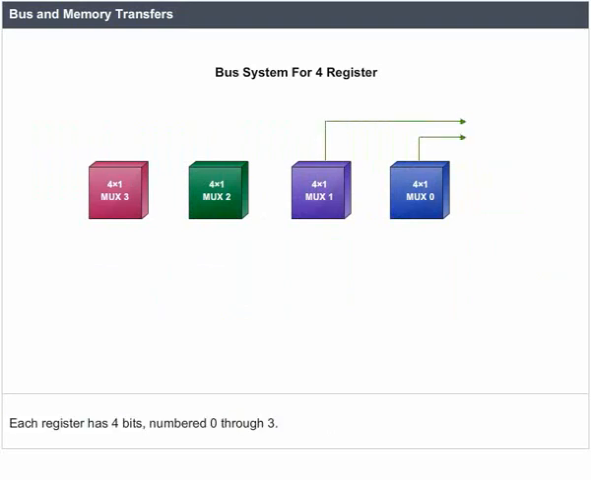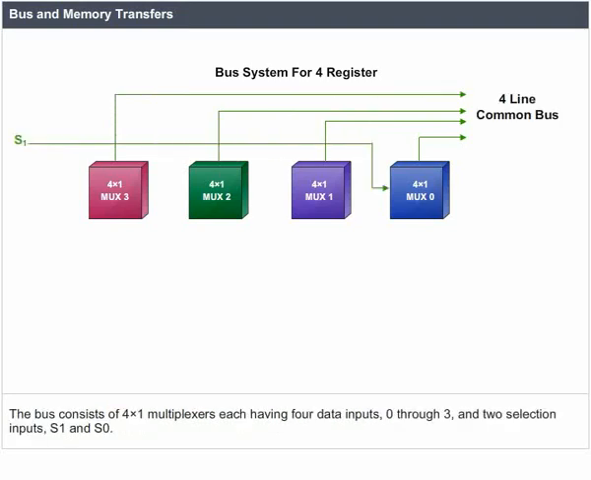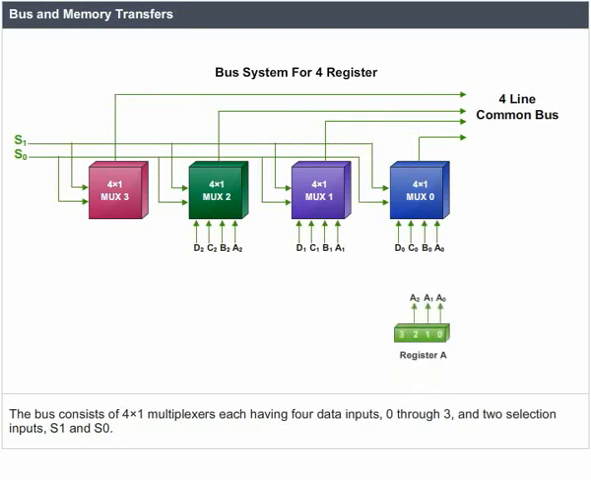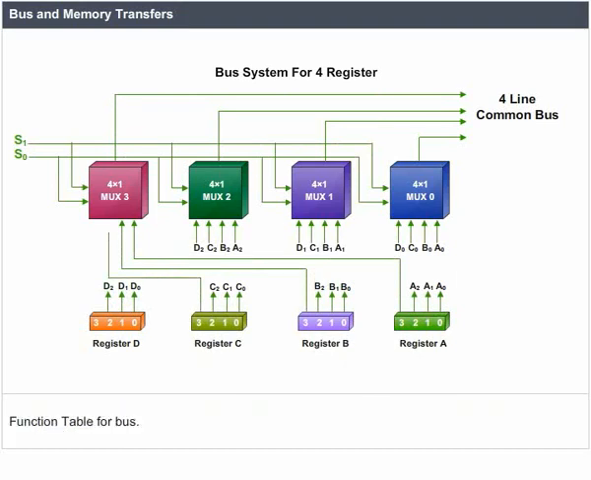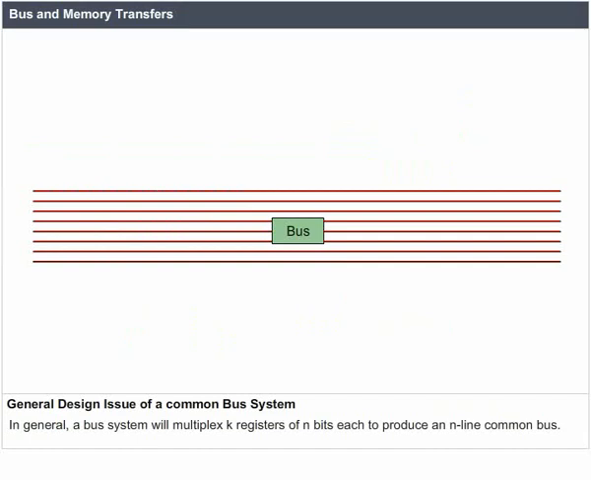Each register has 4 bits, numbered 0 through 3. The bus consists of 4x1 multiplexers, each having 4 data inputs, 0 to 3, and 2 selection inputs, S1 and S0. Function table for the bus. General design issue of a common bus system.